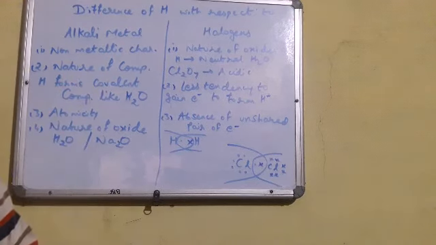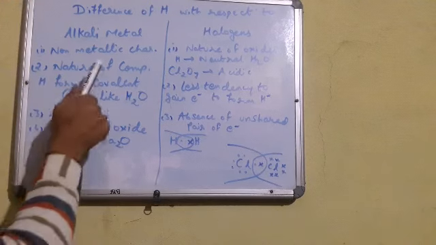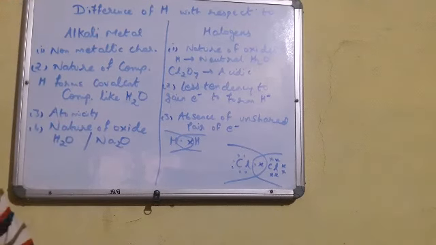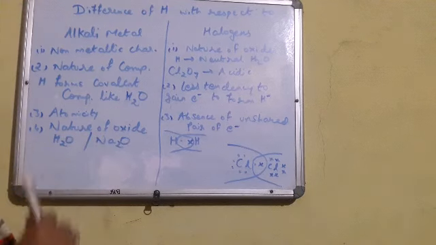If we are talking about hydrogen, when hydrogen combines with oxygen it forms water, and in that case hydrogen forms a covalent compound. Covalent compound means when water forms, hydrogen shares electrons with oxygen. That means it forms a covalent compound by sharing.